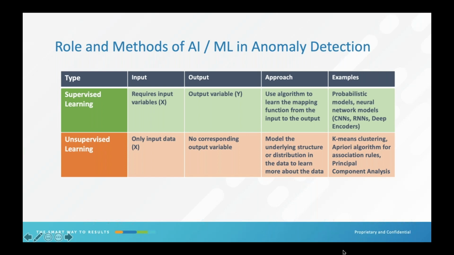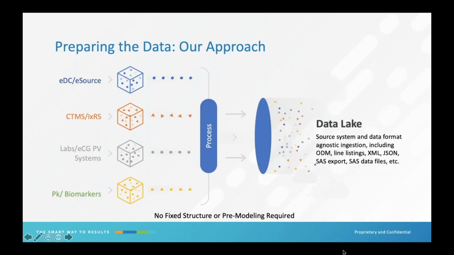So clustering and association algorithms are examples of unsupervised learning where anomalous data can be identified. Some key examples are k-means clustering, certain algorithms for association rules, principal component analysis, etc. And there are advanced neural networks also, which can be used for unsupervised learning.